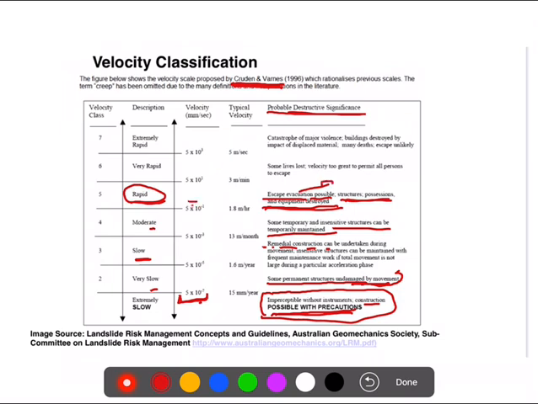Very rapid: lives are lost, as the velocity is too great to permit all persons to escape. Here people cannot evacuate. If the landslide is very rapid, it will suddenly arrive and they cannot evacuate. And last is the catastrophe, a major landslide. You can refer to this; there is a link also given. I will be providing you the notes along with the link for the video lecture. You can go through the video lecture and then read the notes also.